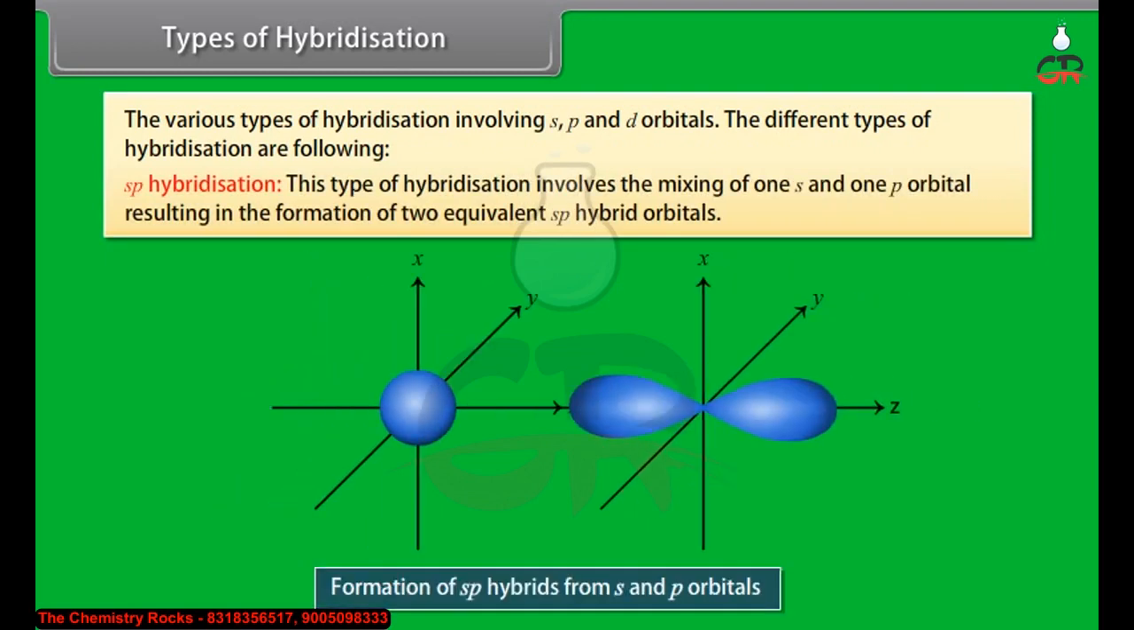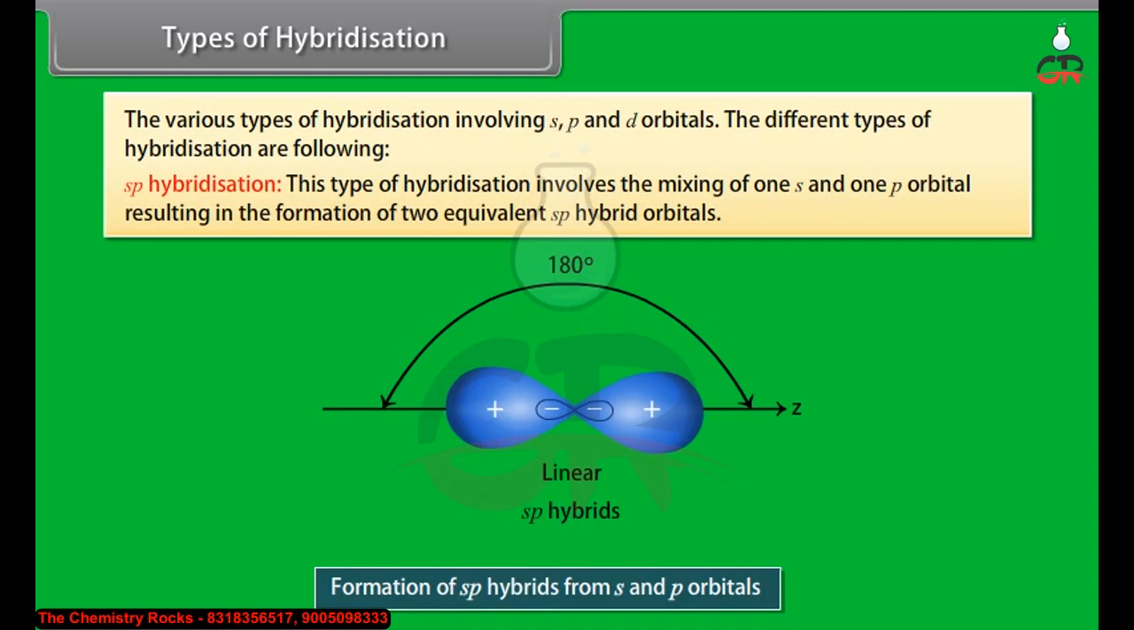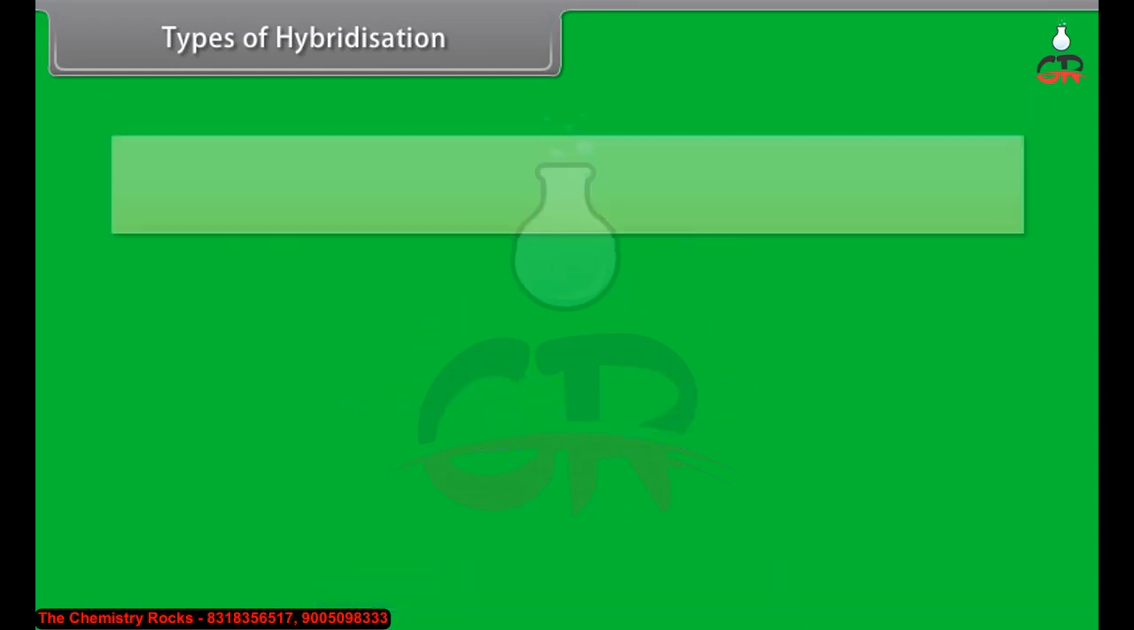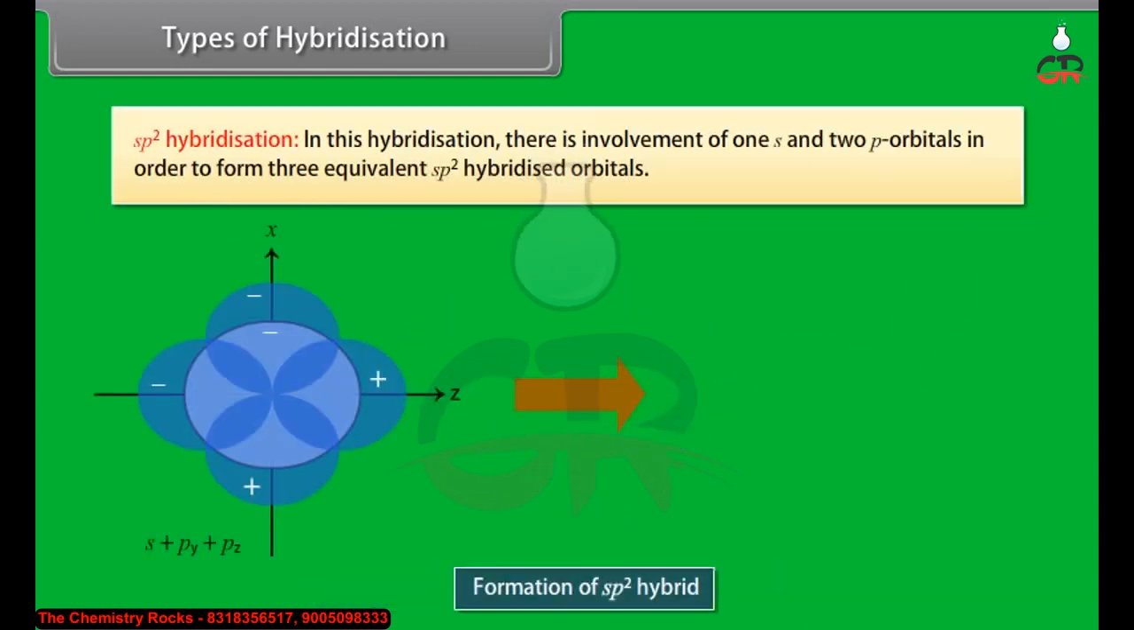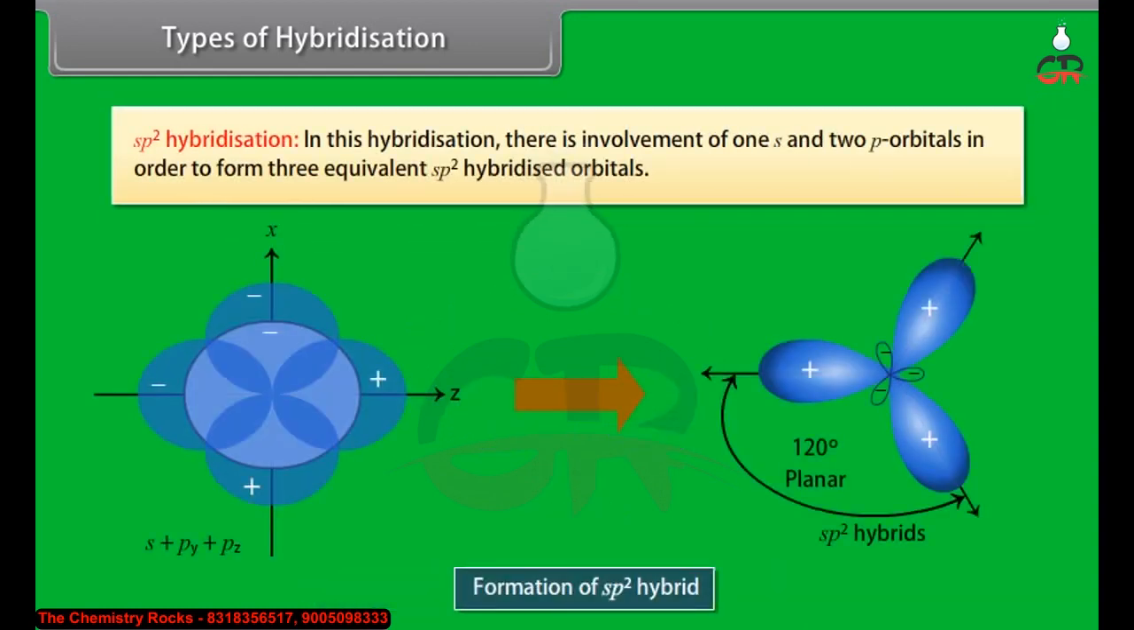sp hybridization. This type of hybridization involves the mixing of one s and one p orbital, resulting in the formation of two equivalent sp hybrid orbitals. sp2 hybridization. In this hybridization, there is involvement of one s and two p orbitals in order to form three equivalent sp2 hybridized orbitals.